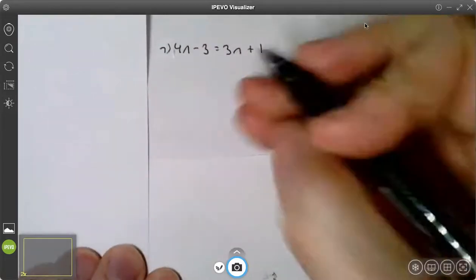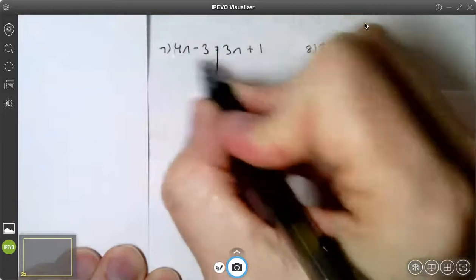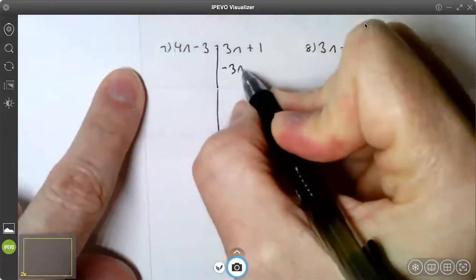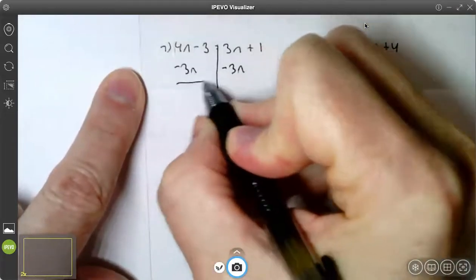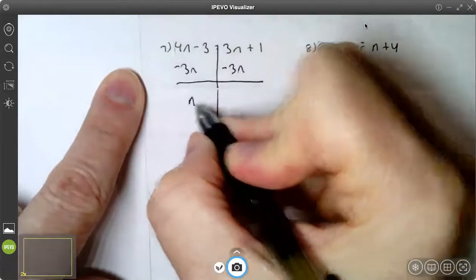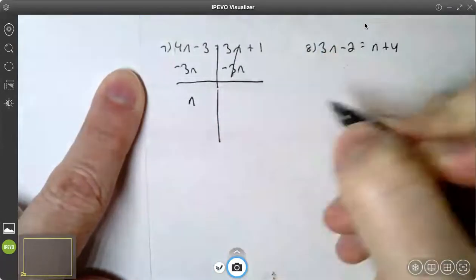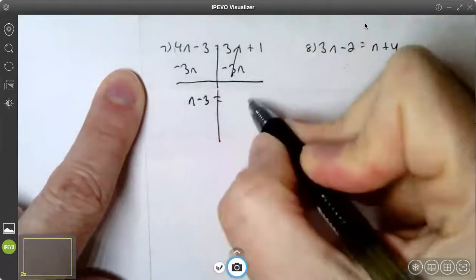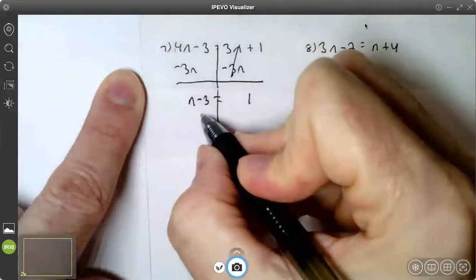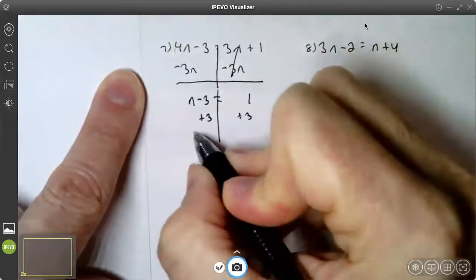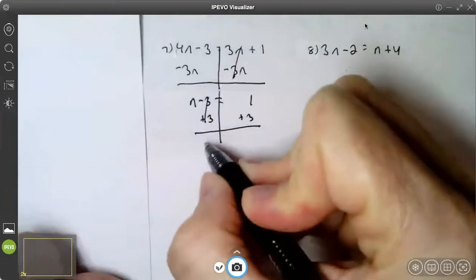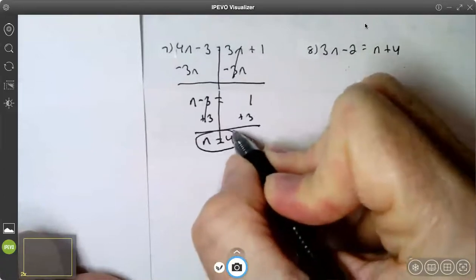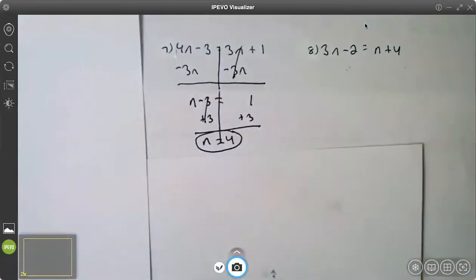On number 7, I have a variable on both sides and a constant on both sides. So I'm going to put it on the side that results in a positive, which would be the left side. If I subtracted 4n from both sides, I would have gotten a negative n on the right. I'm going to subtract 3n from both sides and get a positive n on the left. Bring down my negative 3, bring down my positive 1. To get rid of minus 3, I plus 3 to both sides. Negative 3 plus positive 3 is nothing. 1 plus 3 is 4. Your answer is 4.